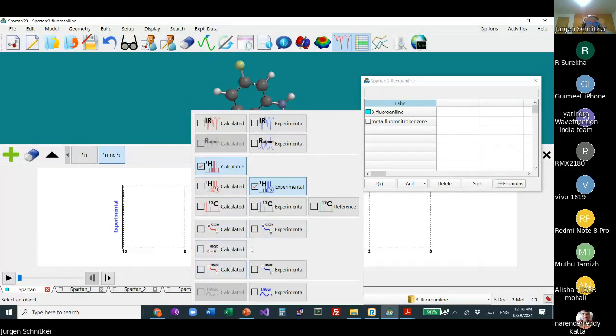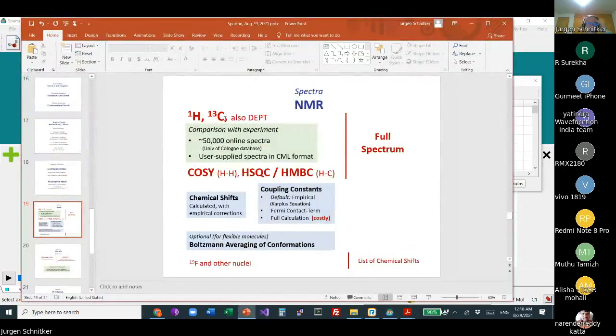For nuclei other than carbon and proton, the chemical shifts are also calculated, but you have to look them up in the output. I don't think the spectrum can be shown in a straightforward way. The program has so much stuff in it, I'm not even 100% sure of that. But I think definitely the list of chemical shifts is there for fluorine, phosphorus, and so on.